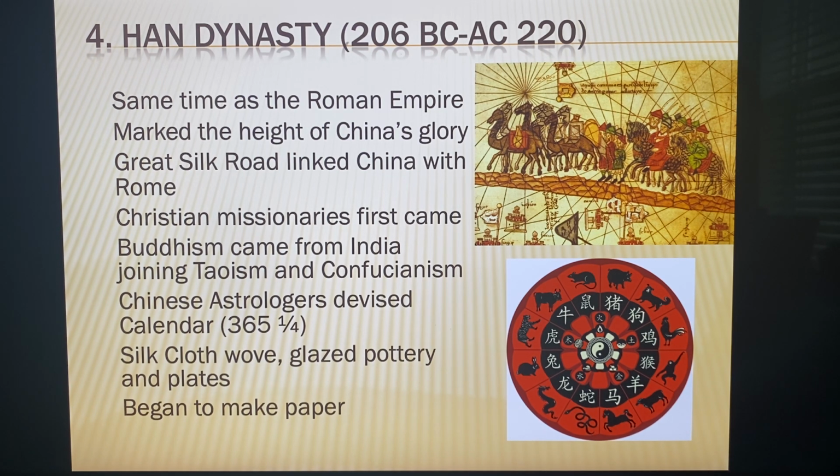Silk cloth was woven, and they had glazed pottery and plates, and they also began to make paper during this time. So here's the Chinese calendar that they have. We have Taoism with the yin and yang there. And here we have a picture of the Silk Road that they drew back in ancient history, showing all these people coming to China on the Silk Road.